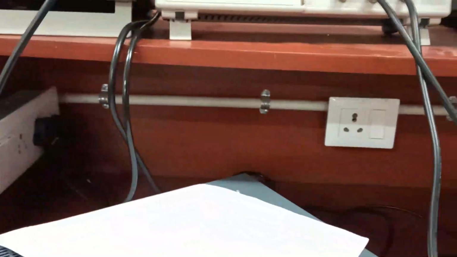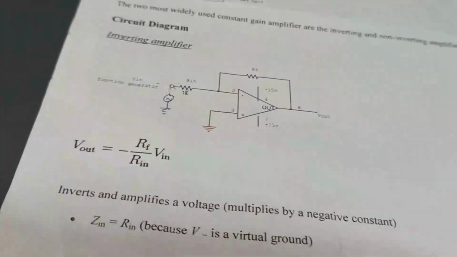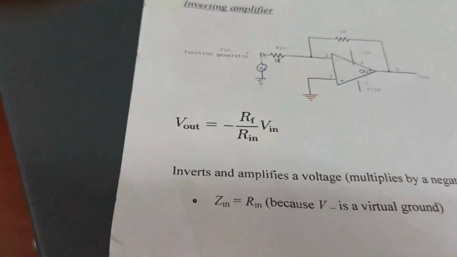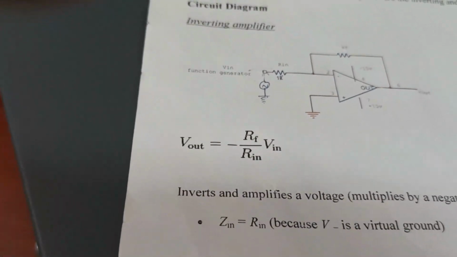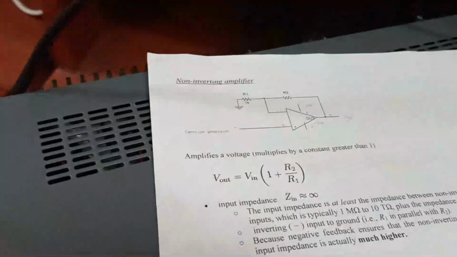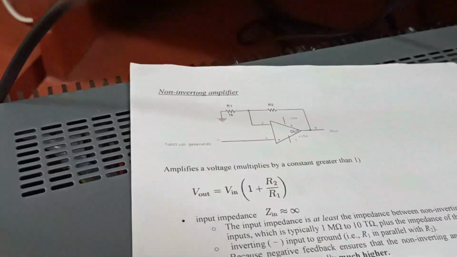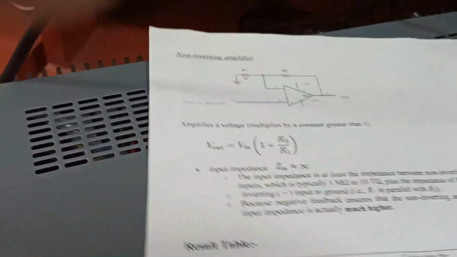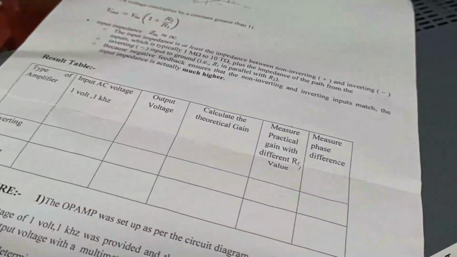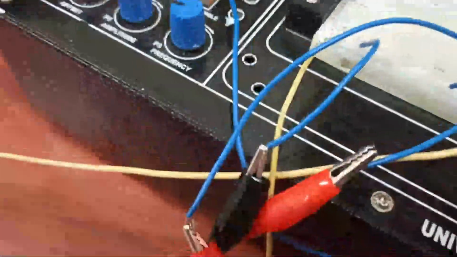Now we will see the non-inverting amplifier. See, now we have seen the inverting amplifier. Now we will go for the non-inverting amplifier. First of all, what we'll do? We will switch off everything. This is the important aspect. Remember, always you have to switch off before connecting any circuit. Now I have switched off everything.